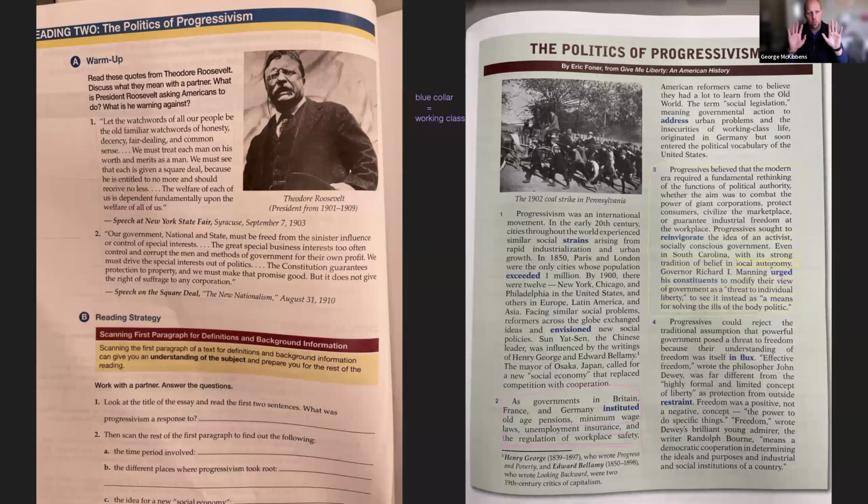South Carolina traditionally wanted more autonomy. We don't want big government here. We want local autonomy. We don't want people in Washington, D.C., the federal government, telling us what to do. But then that started to change with the progressive era. So right here you see even South Carolina, with its strong tradition of belief in local autonomy, and this particular leader urged his constituents to modify their view of government as a threat to individual liberty and see it instead as a means for solving the ills of the body politic.